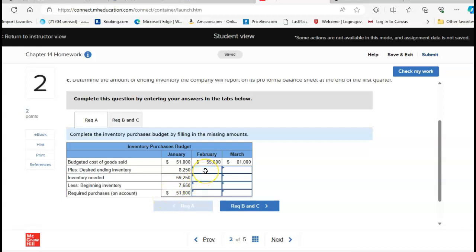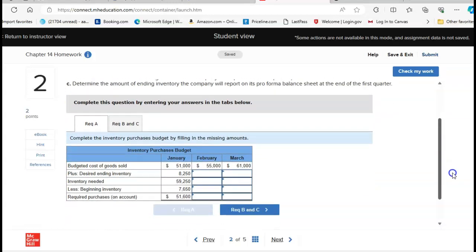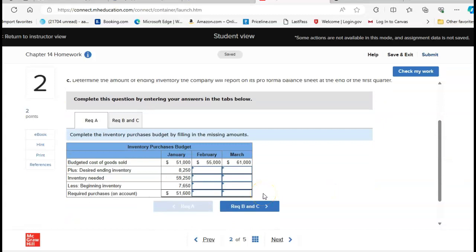Okay? So our desired ending inventory for February is going to be 15% of March's cost of goods sold. So multiply 15% of 61,000. Get out my calculator. So that's going to be 9,150. Add that to your budget cost of goods sold, 55,000. So 64,150 will be the inventory needed.